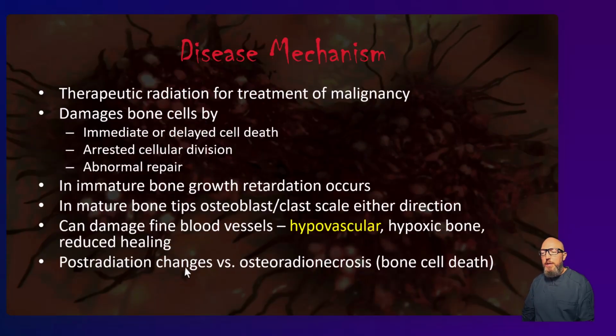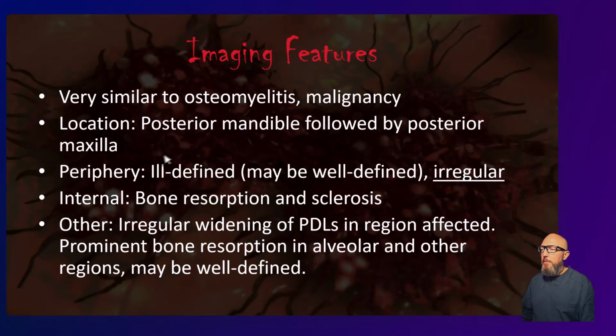So we'll talk about post-radiation changes, which can look nasty. It can look really mixed and sclerotic and destructive, versus true osteoradionecrosis, which is where there's actual bone cell death. But on imaging, it's going to look really similar to osteomyelitis or some other mixed malignancy. Usually ill-defined, sometimes well-defined but irregular, maybe moth-eaten. This can cause irregular PDL space widening, so I typically reserve that sign for malignancies. But if they have a history of radiation treatment, it could just be these radiation changes to the bone.